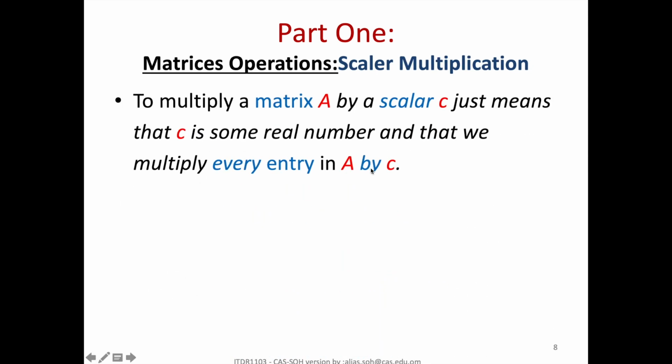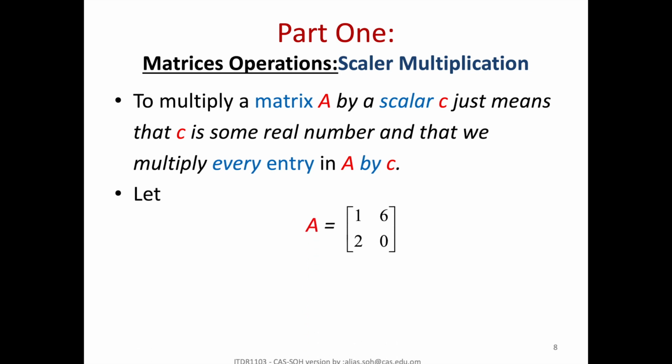Now moving to the matrix operations, we will see 2 types of multiplication. The first one is scalar multiplication. The second one is multiplying 2 matrices. For scalar multiplication, if we have C as a real number and matrix A, then CA means that each entry in matrix A will be multiplied by C.